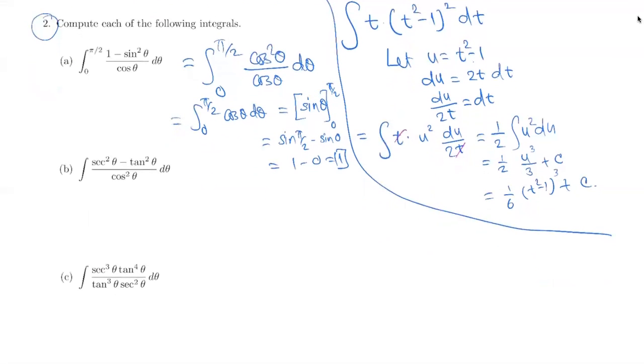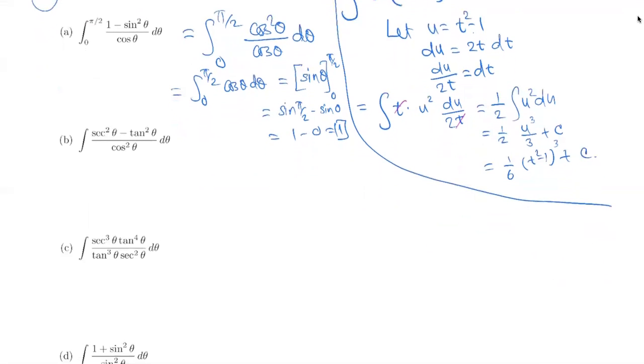Secant squared minus tangent squared. Similar to part A, do we have any formula? It's equal to 1. That's another identity, like sine squared plus cosine squared is 1, and secant squared minus tangent squared is also 1. You might have seen this: 1 plus tangent squared is secant squared, and if we subtract tangent squared from both sides, we get this. So this one is 1 over cosine squared theta.